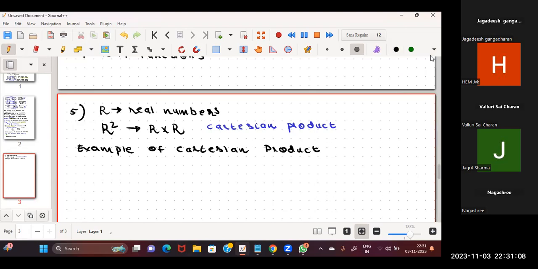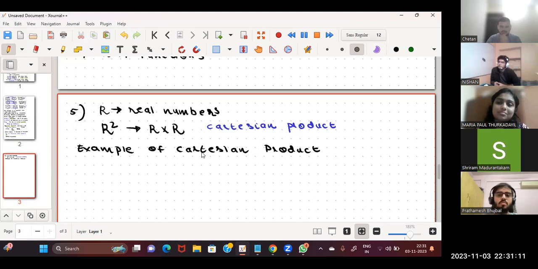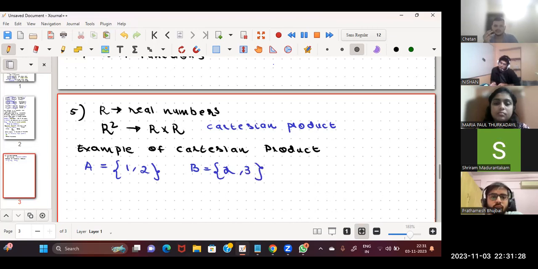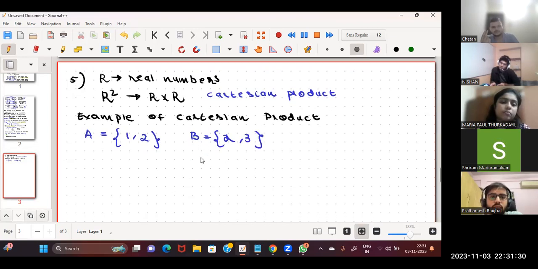Set of all ordered pairs. Oh, that is correct. So you have two sets. You're taking the set of all possible ordered pairs. What is an ordered pair now? Since the name suggests, it's a pair. A pair means two. So you're taking two elements from two sets and you're making a pair out of those.